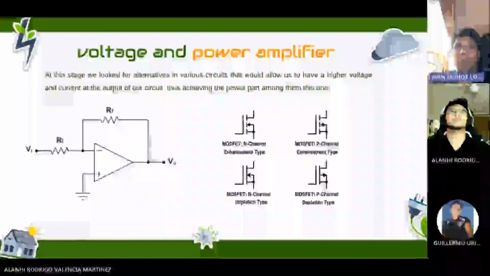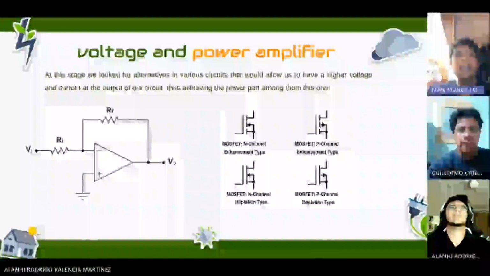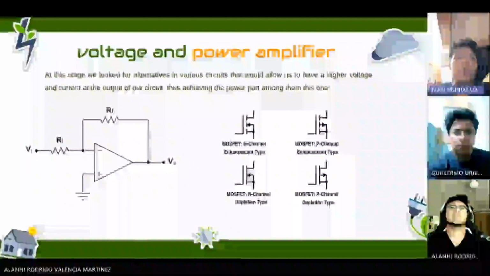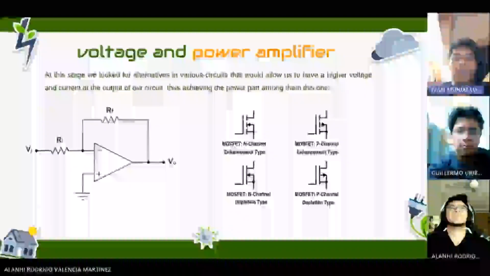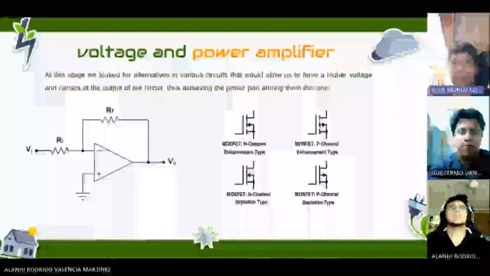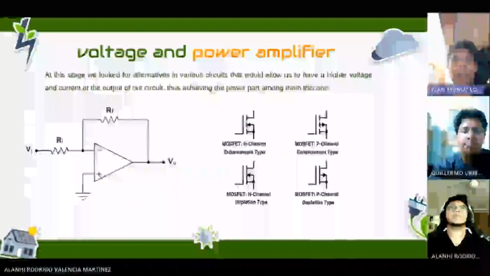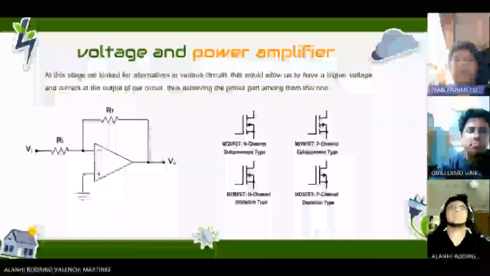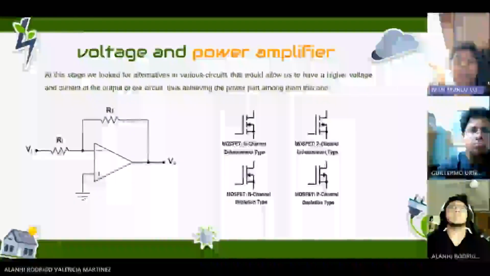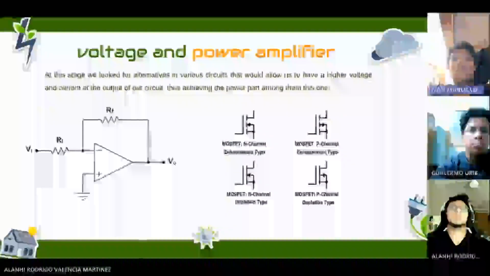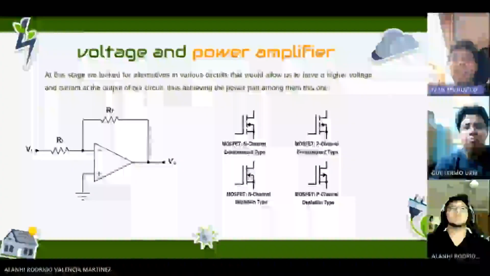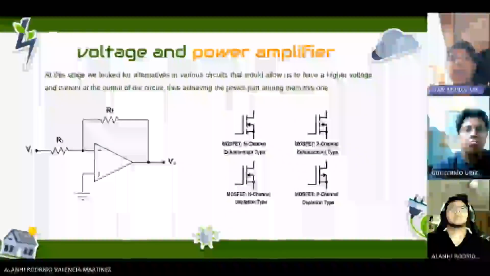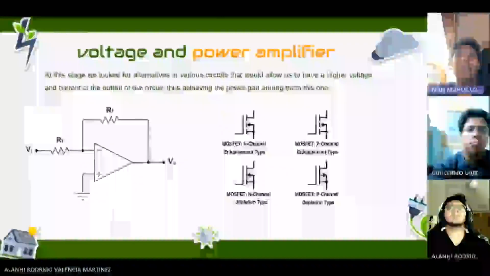Achieving the power part is among them, and this is one example of a specific circuit that we use: the inverting amplifier. It's a configuration using an operational amplifier. Its input is placed on the inverting terminal of the amplifier, and the non-inverting terminal is connected to the ground.